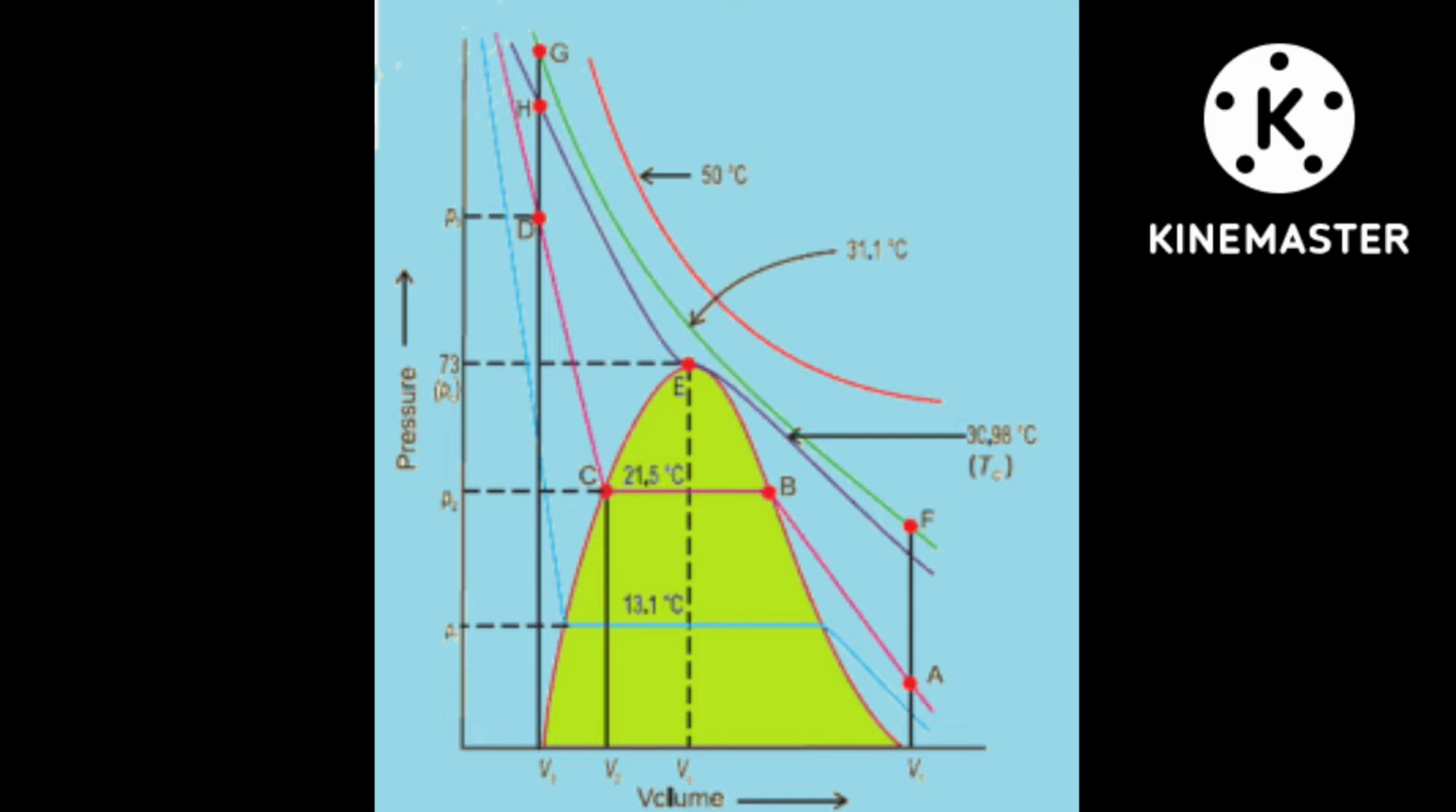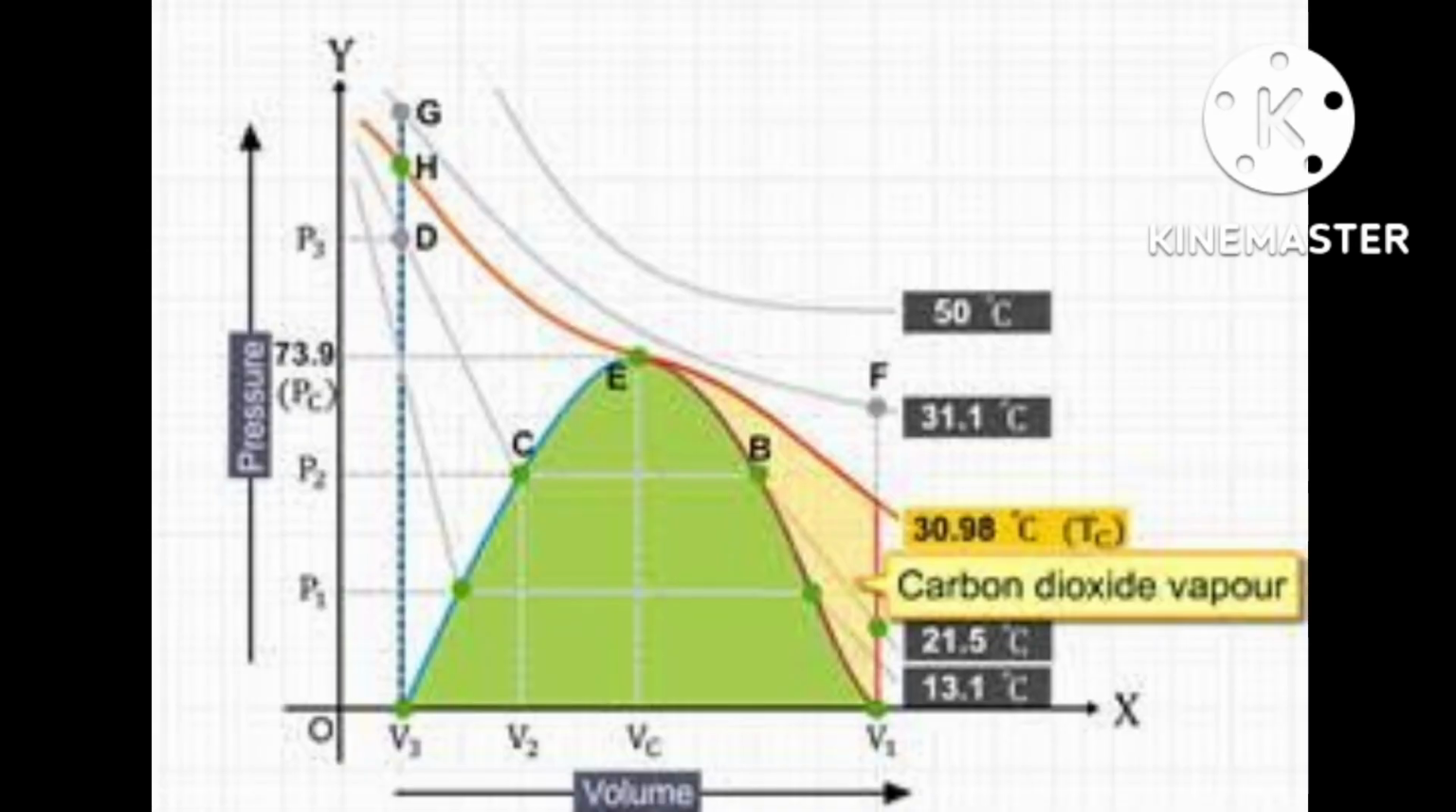In the graph it is showing so many lines and curves at different temperatures and pressures. That is not very important. It is just for comparison. The main thing is the nature of the curve he got at that particular temperature 30.98, pressure 76 bar, and the volume. These three things are important.